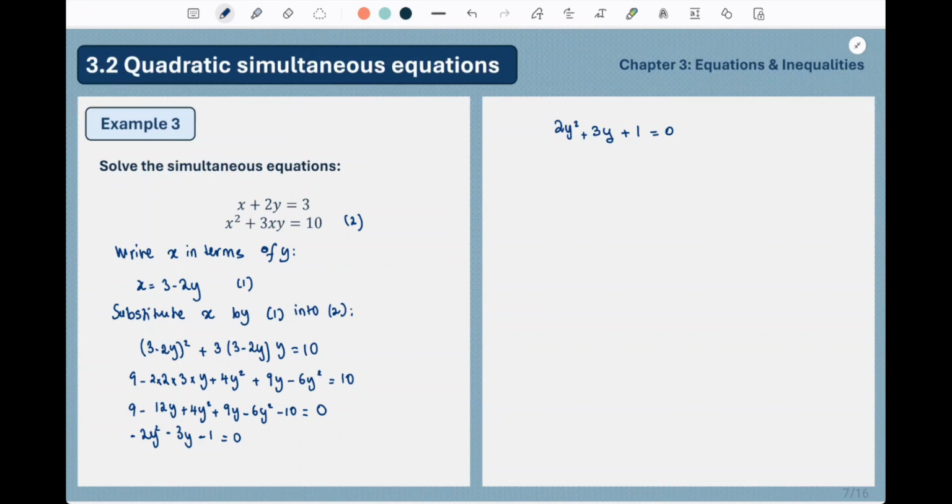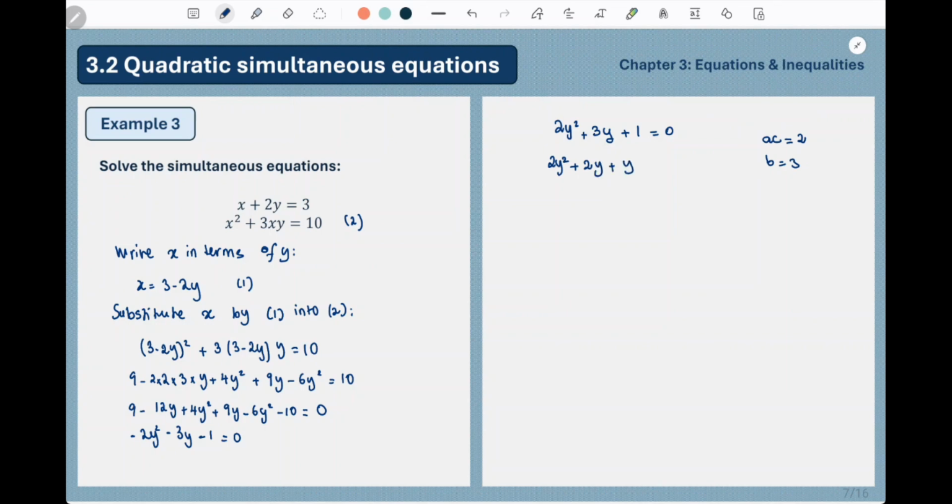I think I can factorize this one. We know if we have something in the form of ay squared plus by plus c, the way to factorize it is to find ac. A times c is 2, and b is 3. So I need to find two numbers that, when you multiply them together, give you 2, and when you add them together, give you 3. I can simply think of 2 and 1. Yeah, 2 and 1.